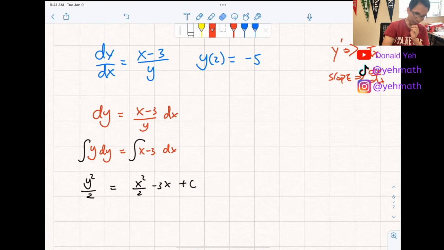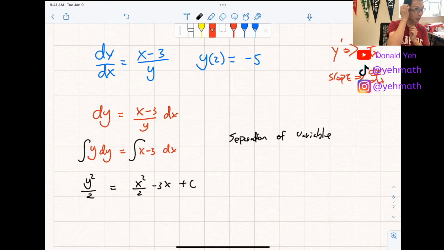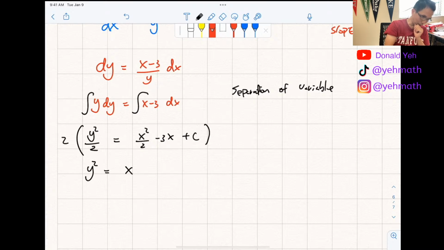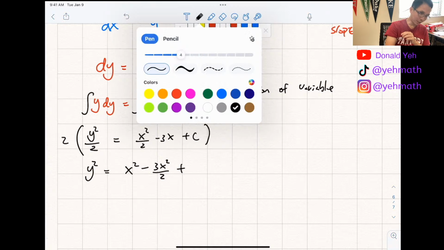So separation of variable is very important. If you don't hear separation variable, you're gonna get in trouble. So then I'm gonna multiply both sides by 2. So it's gonna be y squared is equal to x squared minus 3x squared over 2 plus, now c is gonna change to what? 2c. No. It's just a c. Why?